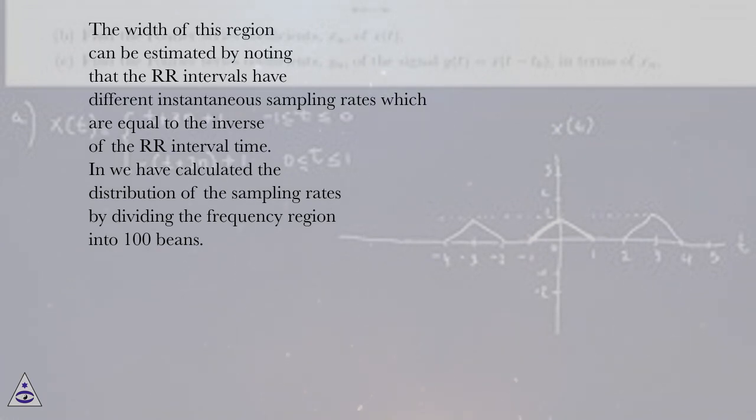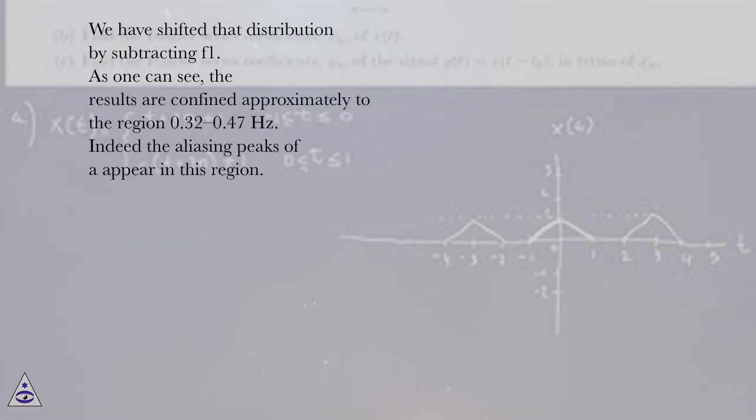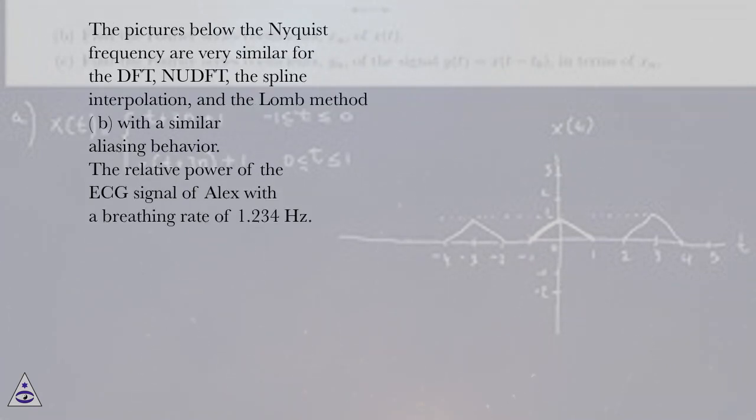We have calculated the distribution of the sampling rates by dividing the frequency region into 100 bins. We have shifted that distribution by subtracting f1. As one can see, the results are confined approximately to the region 0.32 to 0.47 Hz. Indeed, the aliasing peaks appear in this region. The pictures below the Nyquist frequency are very similar for the DFT, NUT, the spline interpolation, and the LAM method, B, with a similar aliasing behavior.